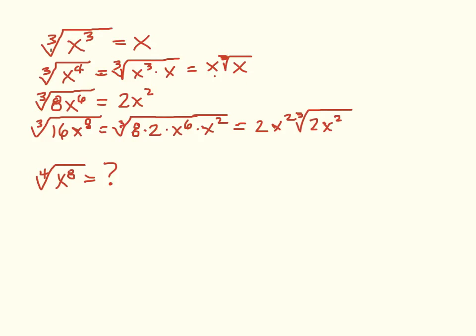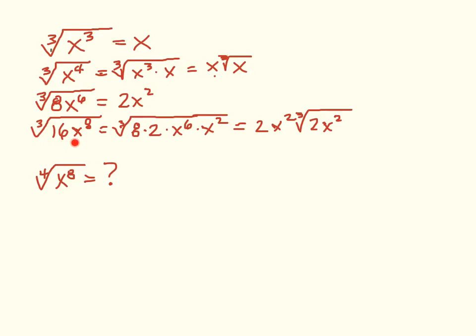The cube root of 8x to the sixth, well, the largest perfect cube that divides into 8 is 8, and it's the perfect cube of 2, so the cube root of 8 is 2. The largest perfect cube that divides evenly into x to the sixth is x squared cubed, so the cube root of x to the sixth is x squared. Let's take that a step further.